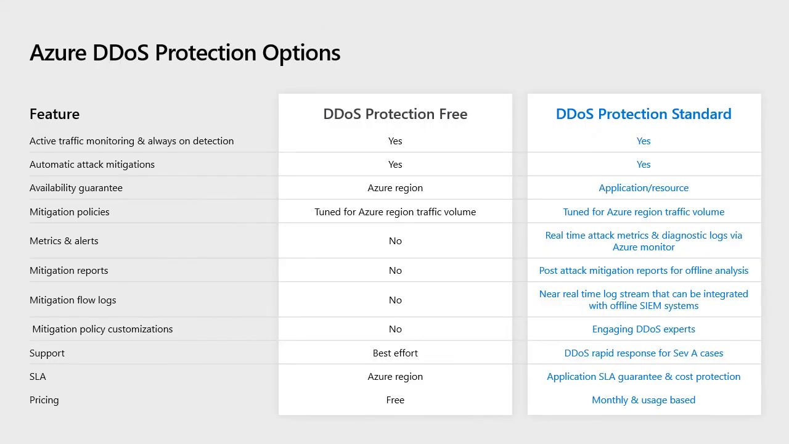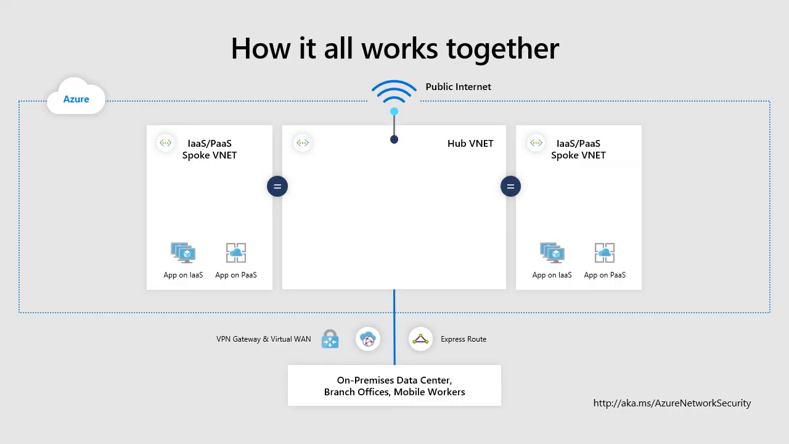So there are two options for your DDoS protection needs. There's the DDoS protection free service, and then there is a paid DDoS protection standard service. And you can see here from the slide the difference between the two. One of the things that DDoS protection standard, as a fee, provides that DDoS protection free does not provide is engaging DDoS experts, providing post-attack mitigation reports, and real-time log streams so that you can integrate with your SIEM system for your security people to understand what is going on while the attack is happening or after the attack is happening. So how does it work together?